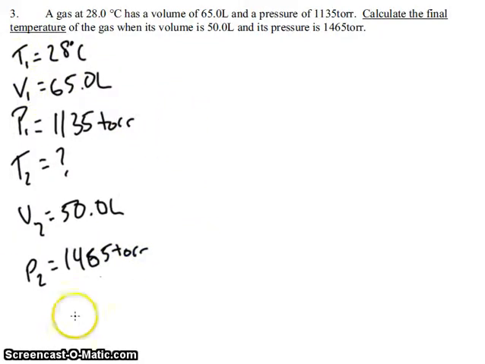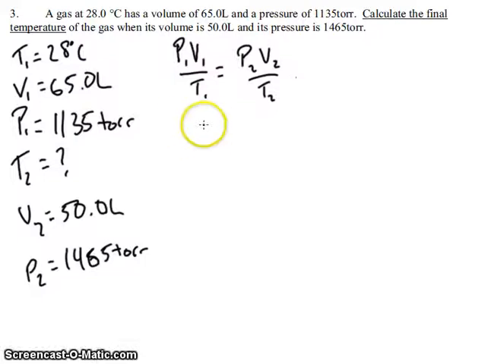So now we go shopping for a formula. I think on our formula sheet we've got a formula that includes n's, but in here we don't mention anything about numbers of moles. So we're just going to assume that the number of moles are going to be constant, and we'll use the combined gas law formula. P1 V1 over T1 is equal to P2 V2 over T2. So now we're looking for T2.